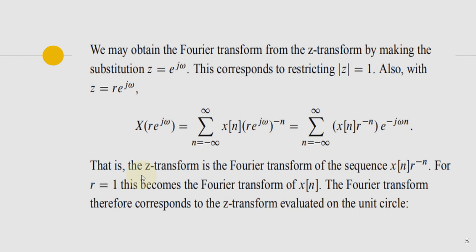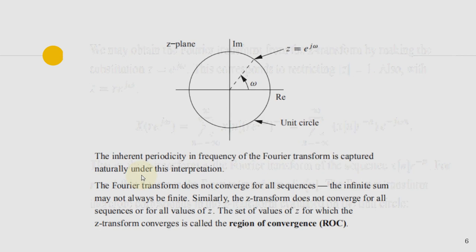So the Fourier transform therefore corresponds to the Z transform evaluated on the unit circle. It can be represented by this figure. The x-axis represents the real part, the y-axis represents the imaginary part, and z equal to e raised to j omega. So this is the z plane. The inherent periodicity in frequency of the Fourier transform is captured naturally under this interpretation.